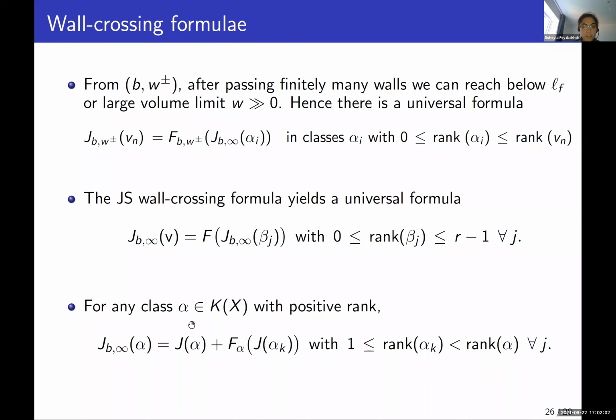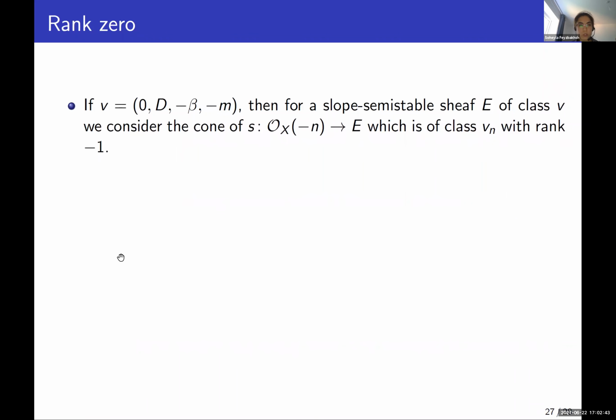Okay, so if we use that formula and substitute it into the formula that we had above, we can write J of V, which counts Gieseker semi-stable sheaves of class V, in terms of counting invariants of lower rank classes. And so by an induction process, we can write any rank R DT invariants in terms of rank 0 DT invariants with pure dimension 2. So I do not have much time, so I go quickly to the rank 0 case.